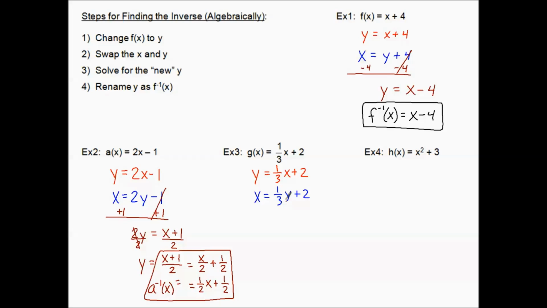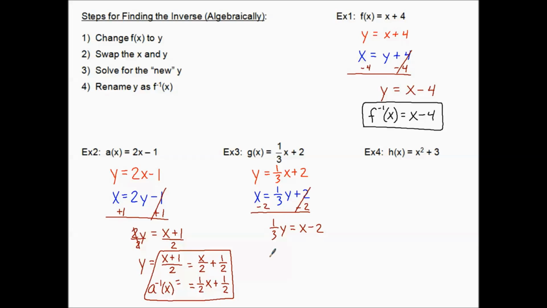Step 3, solve for this new y. I need to get rid of the 1/3. I also need to get rid of the 2. I'm going to get rid of the 2 first. I'll subtract 2. I'm going to write the 1/3 y equals, over here I had x minus 2. Instead of putting it over here, I'm just going to put it over here. It's okay. It's just the symmetric property, x minus 2.